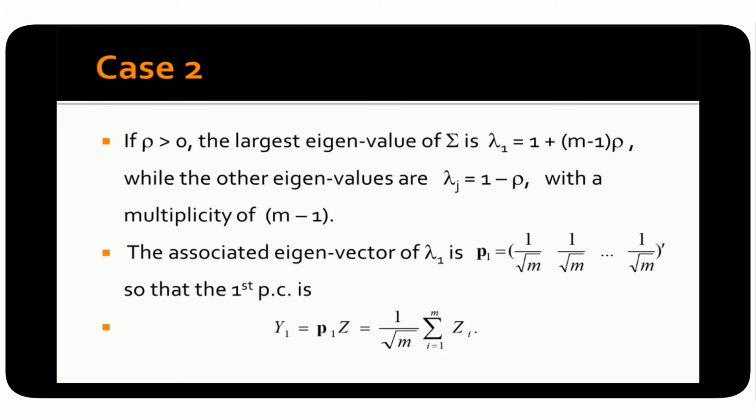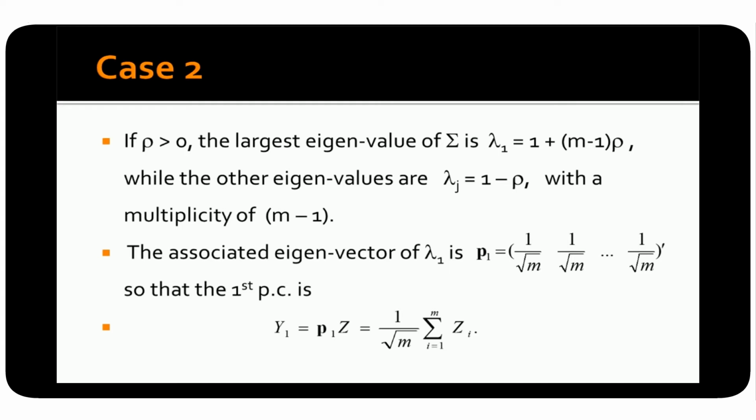Now, it is easy to show that this rho matrix would have eigenvalues, the largest of which would be lambda 1 equal to 1 plus (m minus 1) times rho. Of course, rho has to be positive for this to be largest, and all the remaining m minus 1 eigenvalues, from lambda 2 to lambda m, would be equal to 1 minus rho. So, you have a multiplicity in this case of m minus 1 eigenvalues equal to 1 minus rho, and a single one, lambda 1, which is larger than the others.